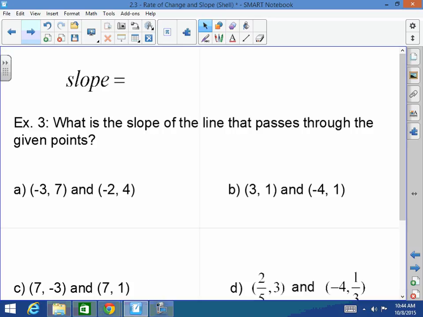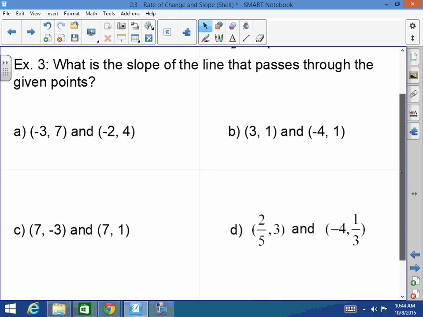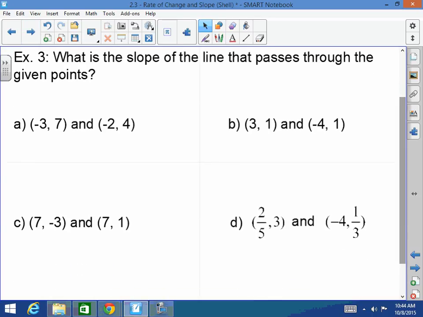Okay. So, what is the slope of the line that passes through the given points? Please remember that slope is m. m equals y2 minus y1 over x2 minus x1. Now, in this particular case, gentlemen, we actually are going to have to do the math. Whoever said graph, that would take too long. You can graph each point and then graph the line and then find the rise over run, but you're never going to finish a test or a quiz like that.